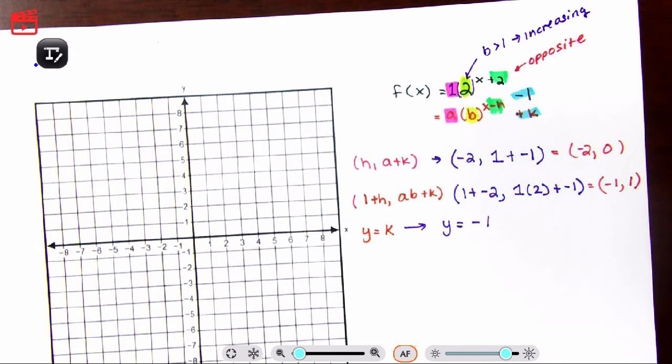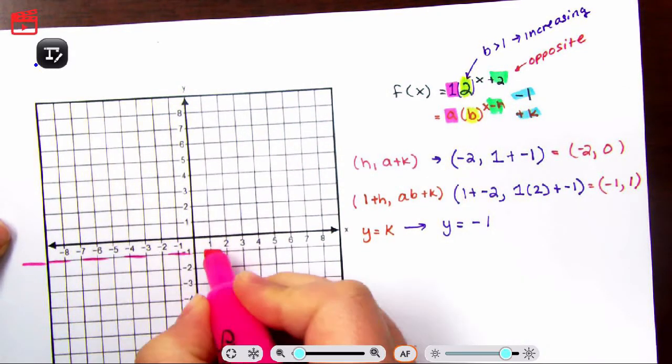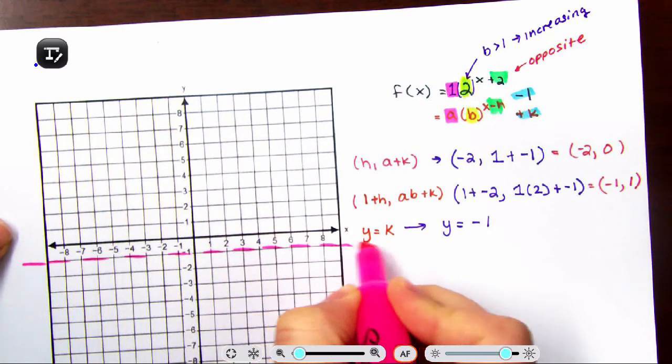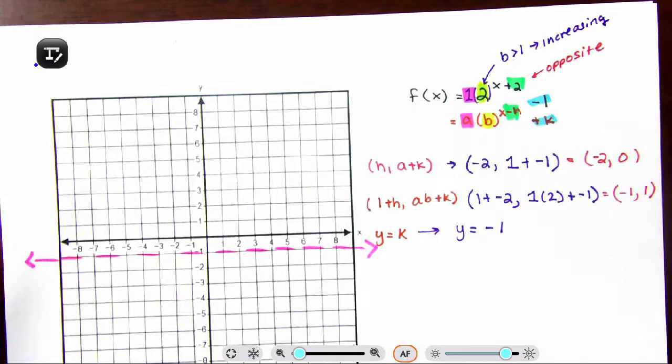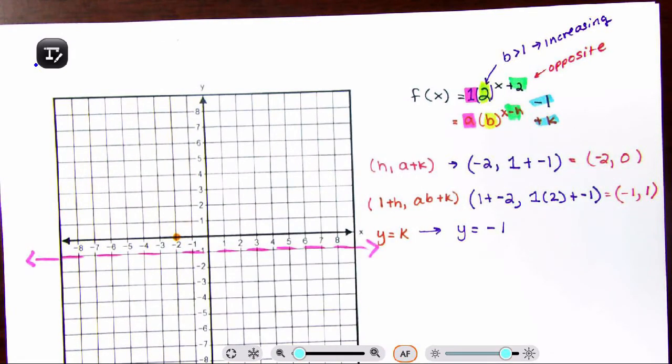So when we are graphing, always start with your asymptote line. So we have y equals -1. Where is -1? -1 is here. And again, asymptotes are dashed lines, not solid. They are dashed because they are technically invisible. After that, what are we doing? We are just plotting our points. I have a -2, 0. And I have a -1, 1.